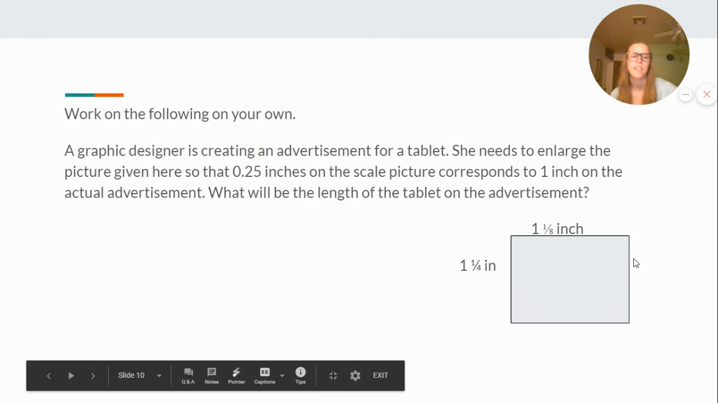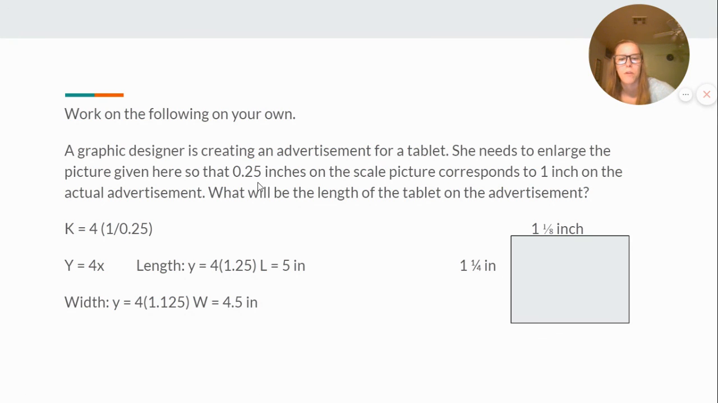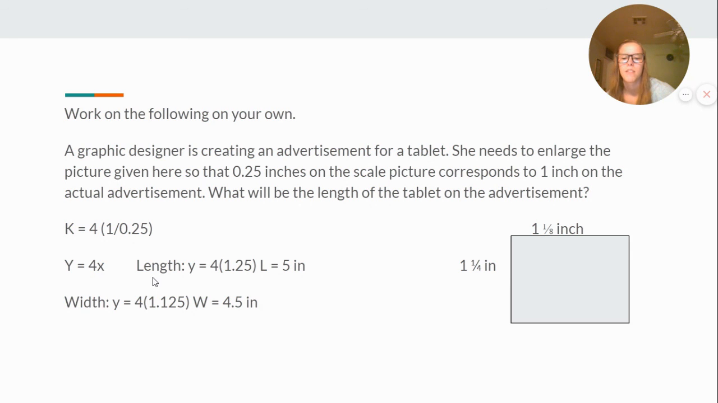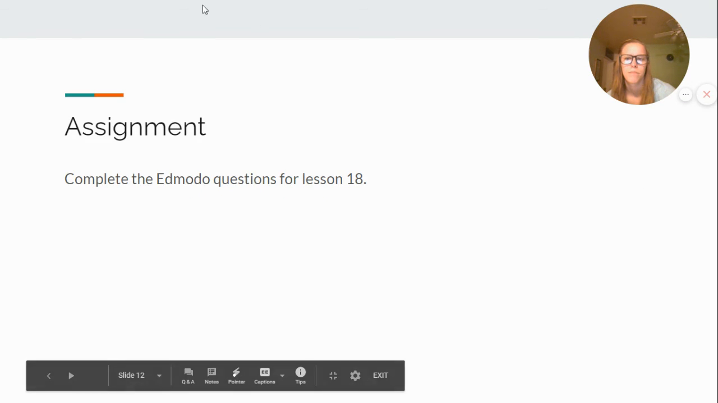So we have 1 1/8 inches by 1 1/4 inches. So k equals 4, 1 divided by 0.25. So y equals 4x. So the length is y equals 4 times 1.25, which is 5 inches. And the width, 4 times 1.125, or 1 1/8, equals 4.5. So it'll be 4.5 by 5 inches.